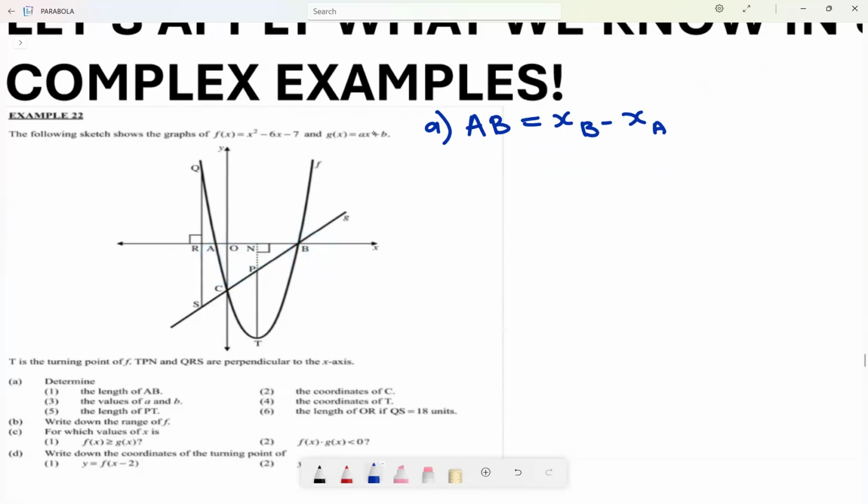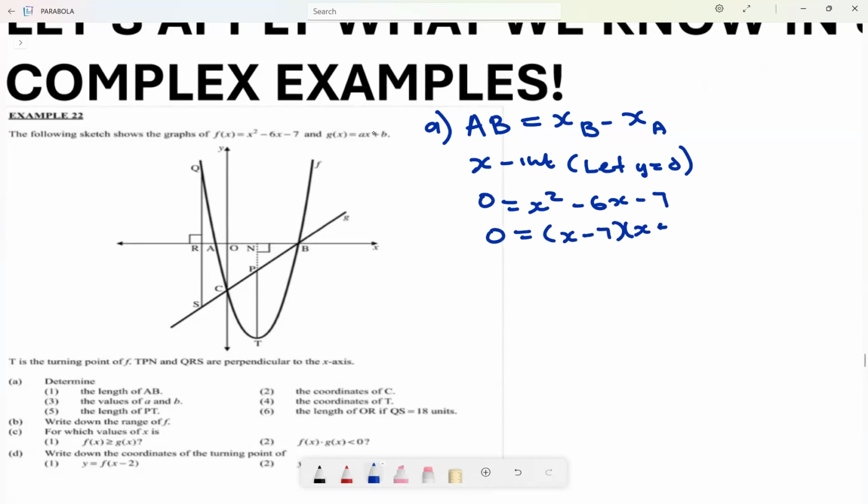But I need to check what A and B are. Remember I said A and B are the x-intercepts of the parabola. So I can find them, because I already know the equation. For the x-intercept, I need to let y equal 0. Then 0 equals x squared minus 6x minus 7, and then 0 is (x minus 7)(x plus 1). Therefore, x will be equal to 7, or x will be equal to negative 1.